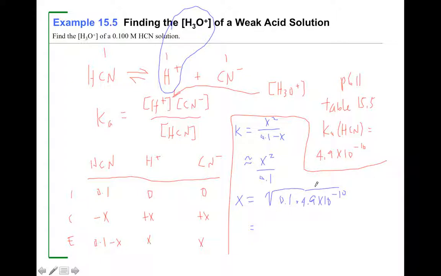Looking for a calculator real quickly here. 4.9 times 10 to the negative 11, take the square root of that, and that becomes 7 times 10 to the negative... Really? Let me do that again. It's 7 times 10 to the negative 6. Maybe that's why it was set up like that for us, to make it easy.